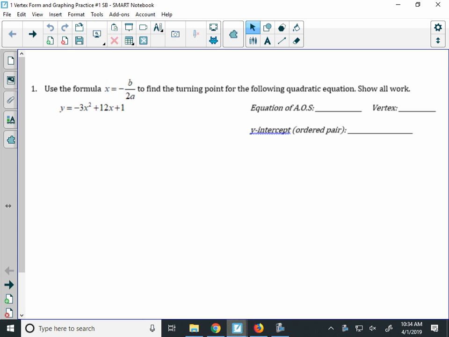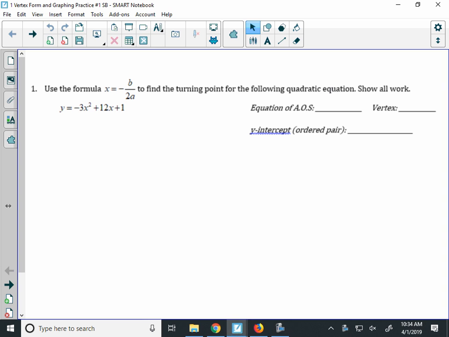Alright, this video is for Blended Algebra 2, Unit 5, Lesson 1, homework or practice. We'll do video for both questions 1 and 2. So it says use the formula opposite of b over 2a to find the turning point for the quadratic as well as the axis of symmetry.